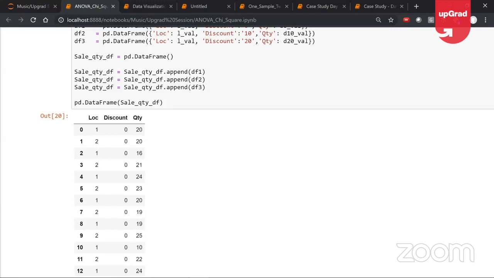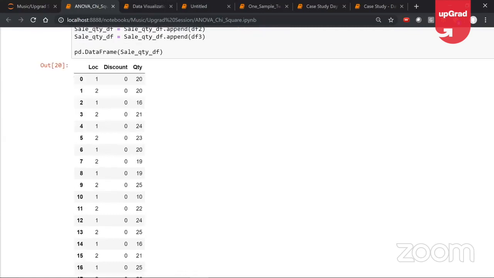Quantity is a numerical variable, discount is a numerical variable. Actually, discount we can think of as categorical. It's a discount bucket, and location is obviously categorical, right? So now we are trying to figure out which are the important predictors of quantity. Quantity is my output, location and discount are my inputs. Feature selection, once again, straight away ANOVA test, right?